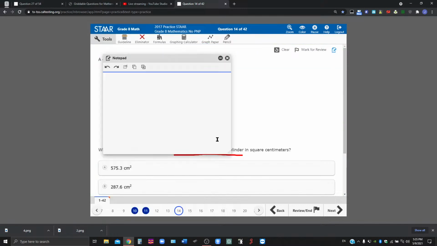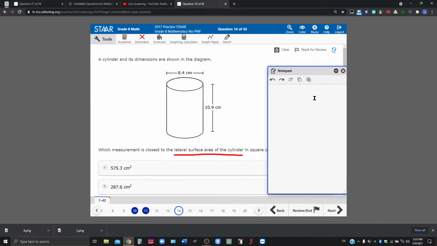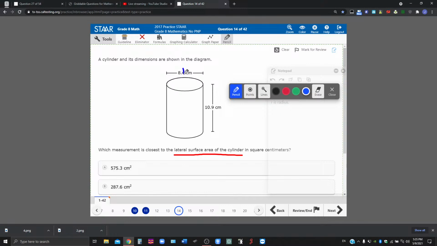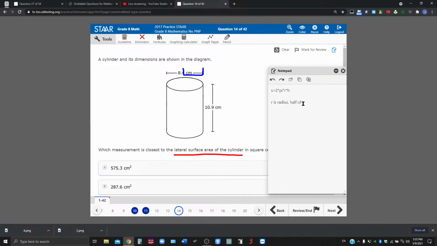So again, on our notepad, write it down. S equals 2 times pi times r times height. Now we just need to find out the elements. We know pi is 3.14, r is radius, and here we have the 8.4 given to us as the diameter, and we know the radius is half of it. So half of 8.4 is 4.2, because that's the diameter.